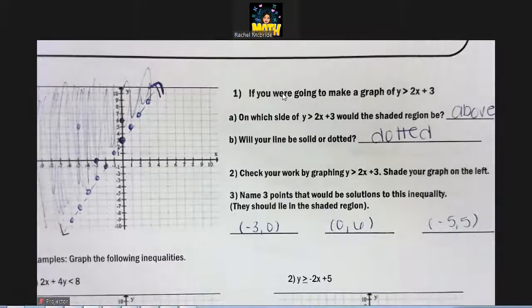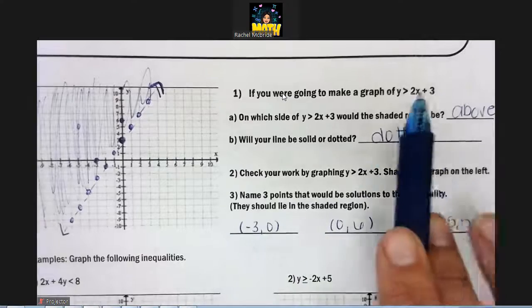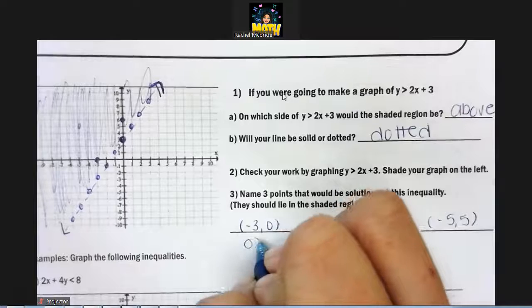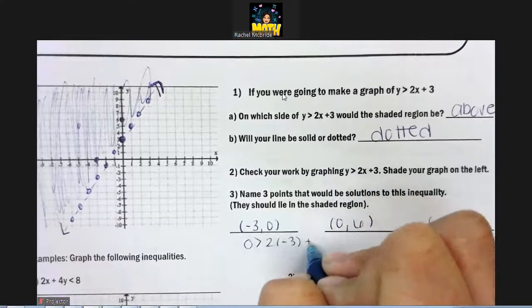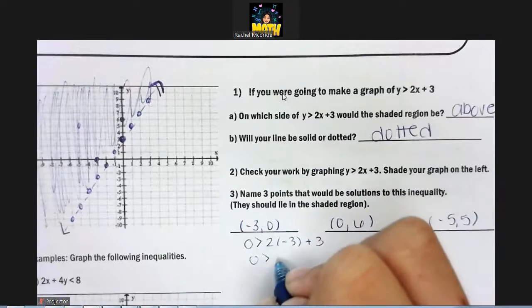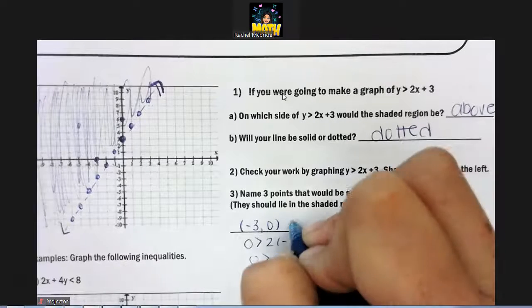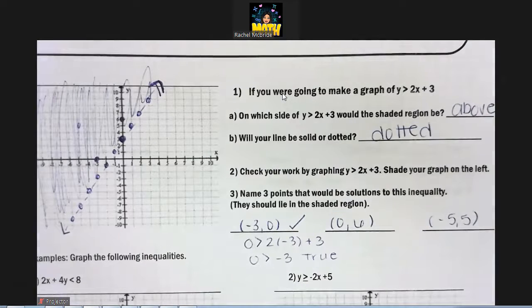And you could check any of those answers by taking that point and plugging it back in. So I could take -3, 0, and say 0 greater than 2 times -3 plus 3. And I get 0 is greater than -3. And that is in fact true. Therefore my point and my shading and everything is true. If I plugged it in and it was false, like let's say I got 0 is greater than +3, then that would tell me that either the point I picked is wrong or my shading is wrong.